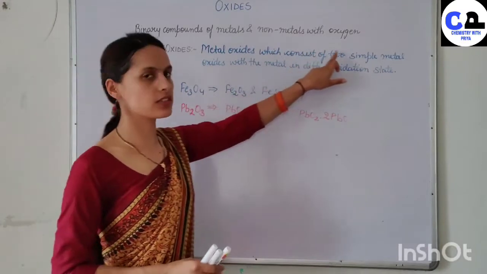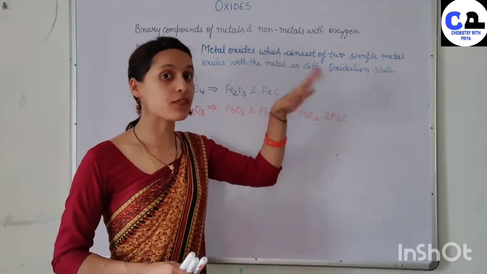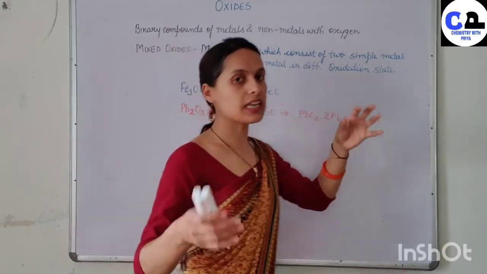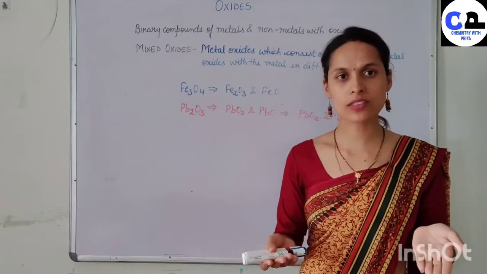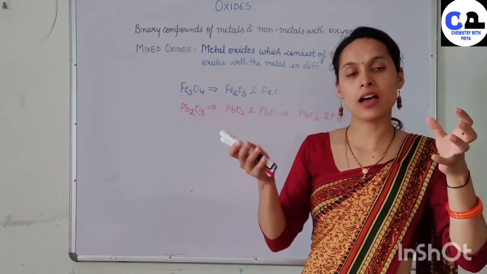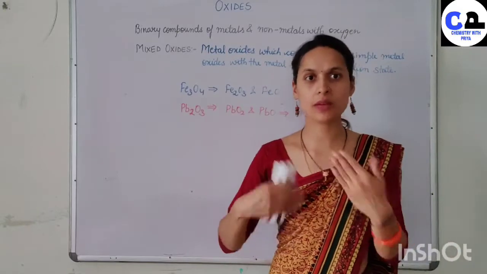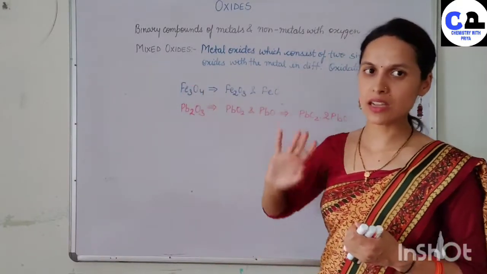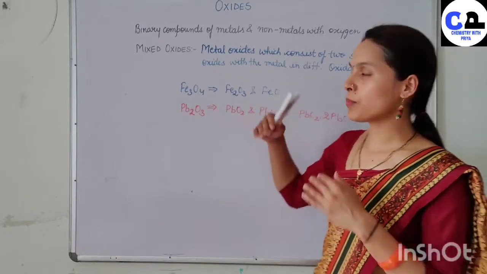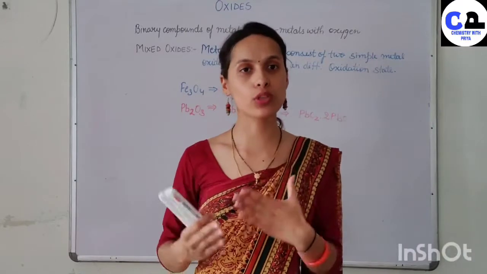Metal oxides which consist of two simple metal oxides with the metal in different oxidation states. So basically when the metals are present in different oxidation states, they form different oxides, and when they are present together, then we get the mixed oxides. And the property of a mixed oxide is the property of both the oxides.